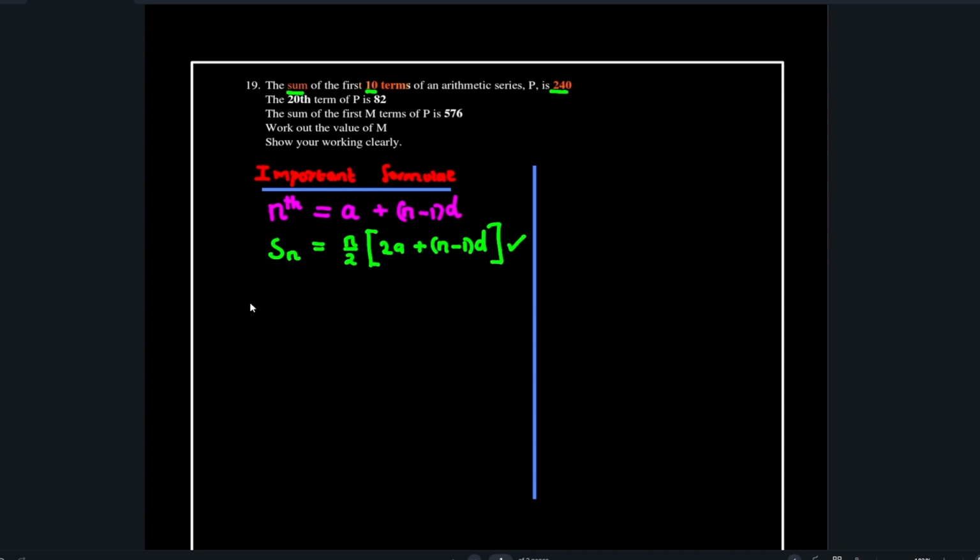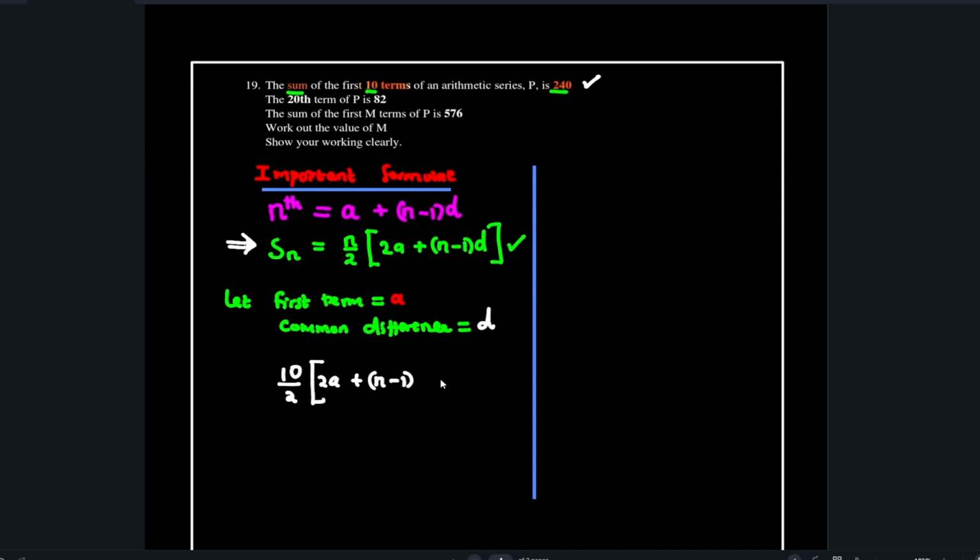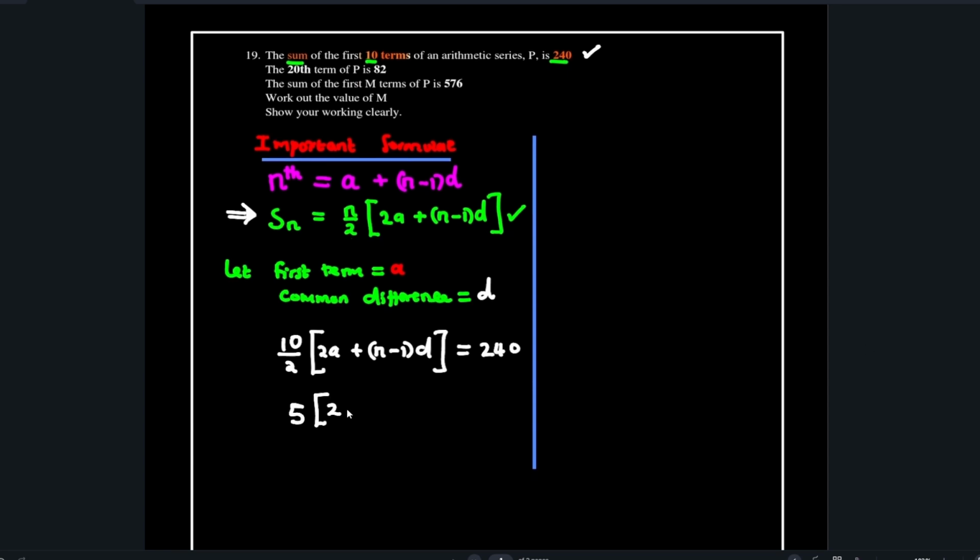So we are going to say 10, because we are told sum of 10 terms, n is going to be 10, into 2a. We don't know the first term, so let the first term be a and the common difference be d. We don't know those, we are going to look for them. So we say 10 over 2 into (2a plus (10 minus 1) into d) equals 240.